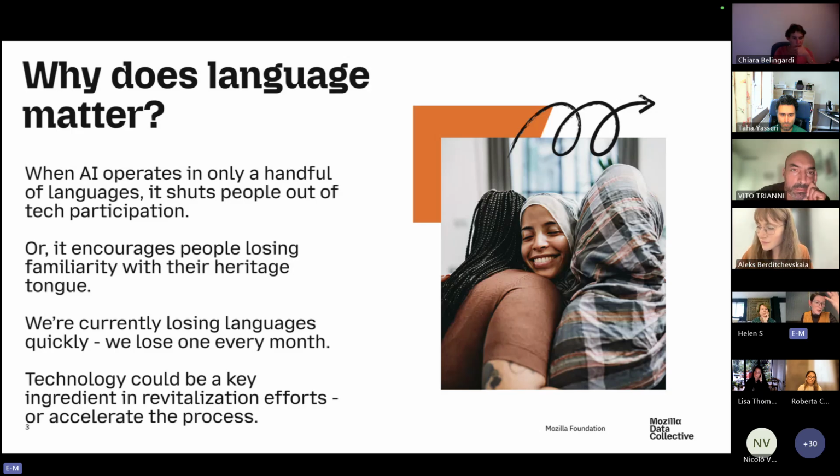Experts estimate that every 14 to 40 days, we actually lose a language permanently. And the bitter irony of this is actually that the technology could be part of the solution for preserving and revitalizing languages, and at the moment is very often exactly the opposite, which feels like a massive own goal for technology.